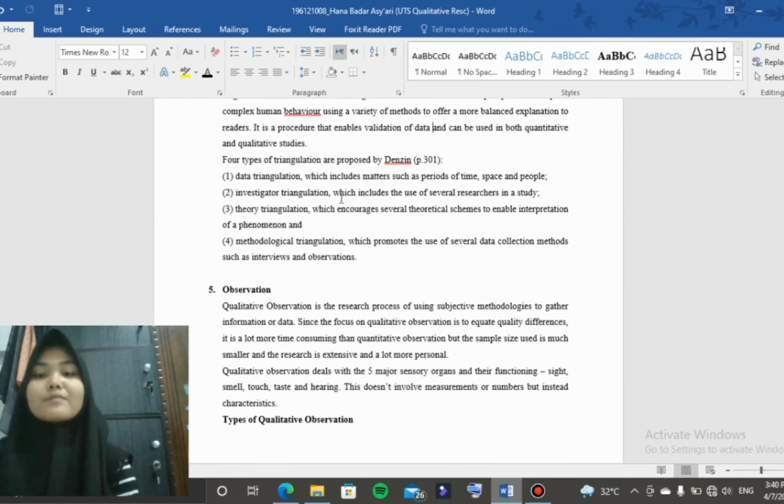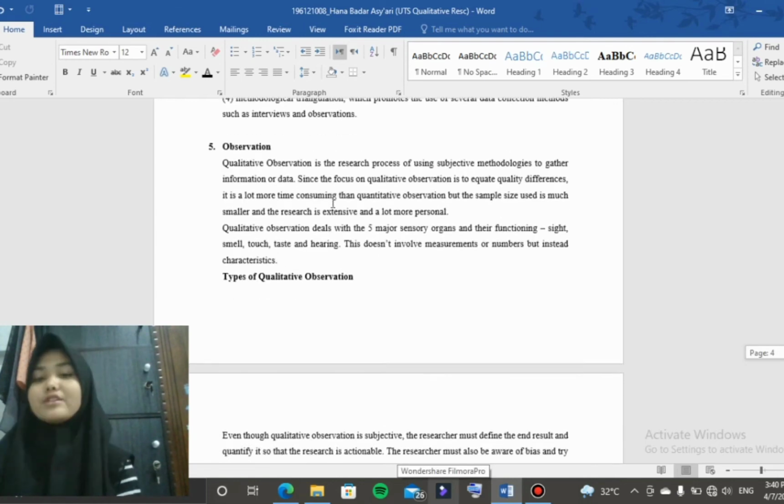There are four types of triangulation proposed by Denzin. There are data triangulation, which includes methods such as periods of time, space, and people; investigator triangulation, which includes the use of several researchers in a study; theory triangulation, which encourages several theoretical systems to enable interpretation of phenomena; and methodological triangulation, which promotes the use of several data collection methods such as interview and observation.